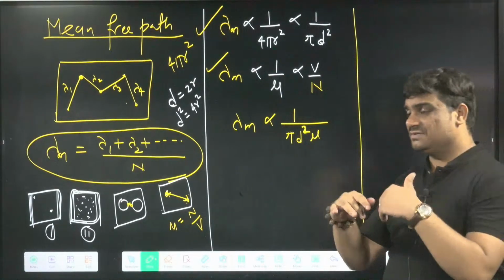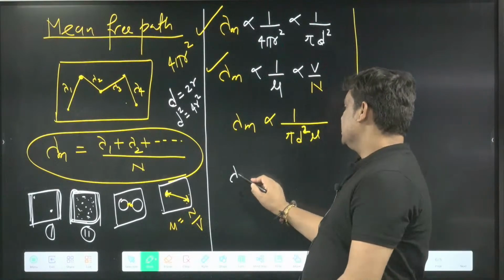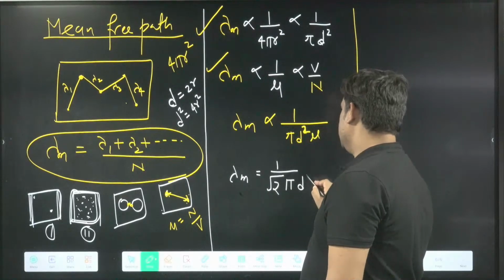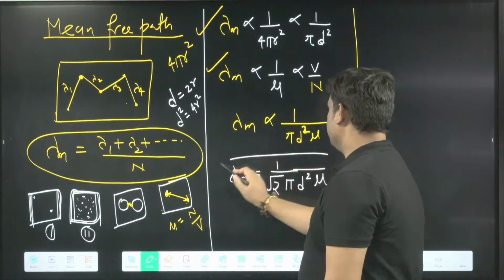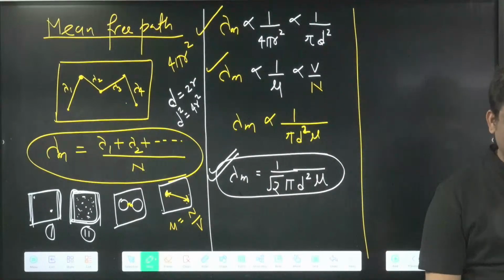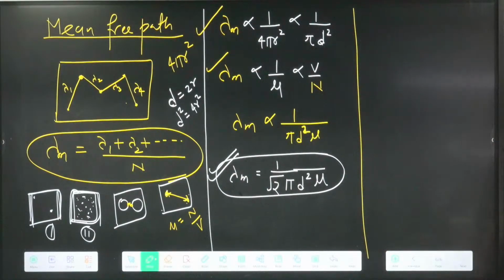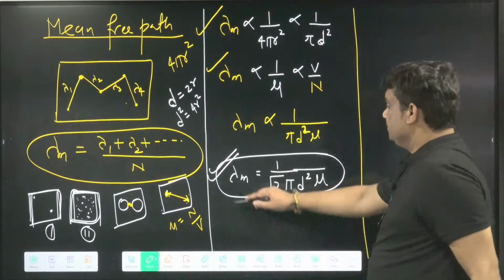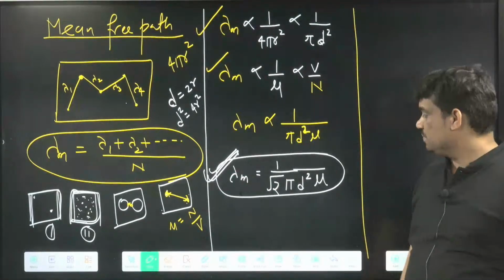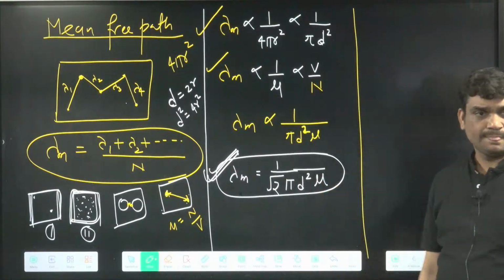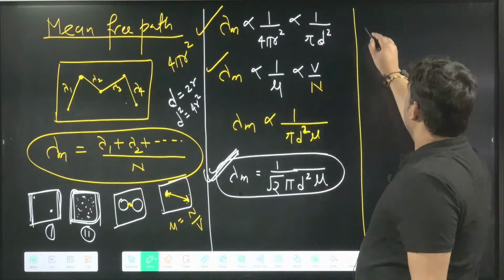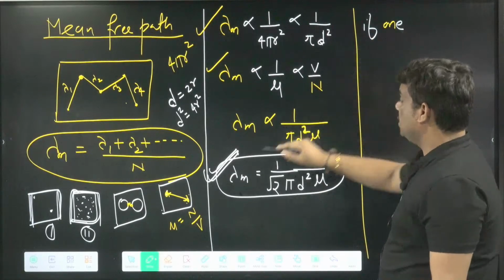And when we consider all the particles, then we get this proportional constant as root 2. So 1 by root 2 pi d square mu. This formula you have to remember: lambda m equal to 1 by root 2 pi d square mu. This is the formula for lambda m. Sometimes they will say only one particle is moving, but this is the main formula that you remember.